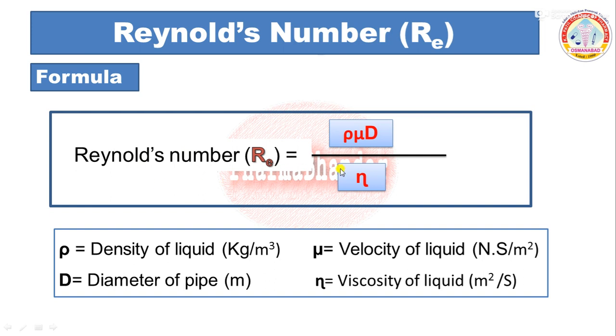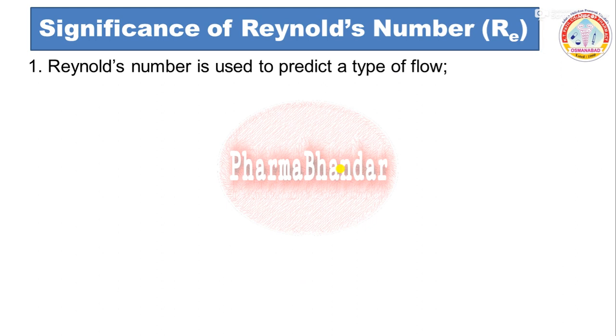So let us see the last portion of this chapter, that is the significance of Reynolds number. The foremost important significance of this Reynolds number is that it is used to predict the type of flow. How is this Reynolds number used to predict the type of flow? Let's see. For this reason, Reynolds provides a range. From that range, the type of flow produced in the fluid can be predicted.